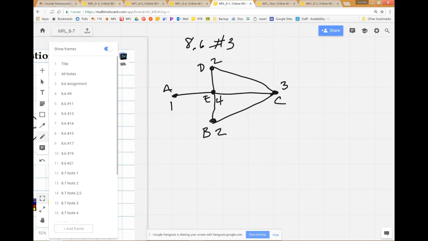Yeah, it's up on the top of page 566. A network with no odd vertices is traversable. A network with exactly 2 is traversable. So 0 or 2. And so this one is, yes, traversable.